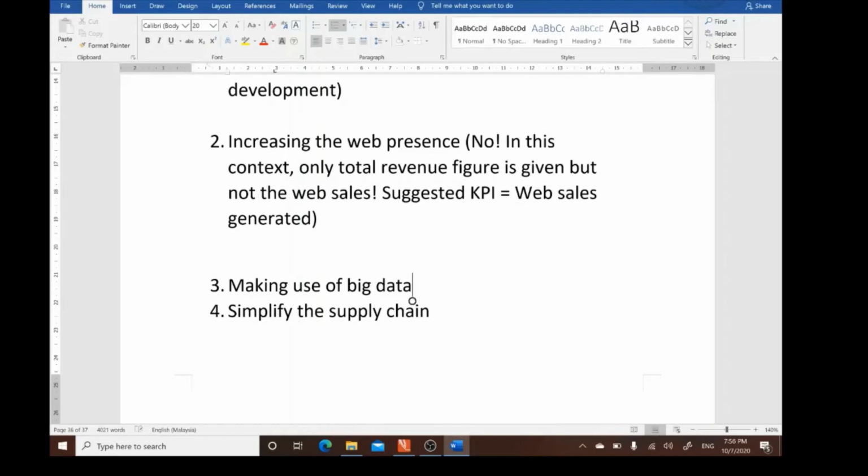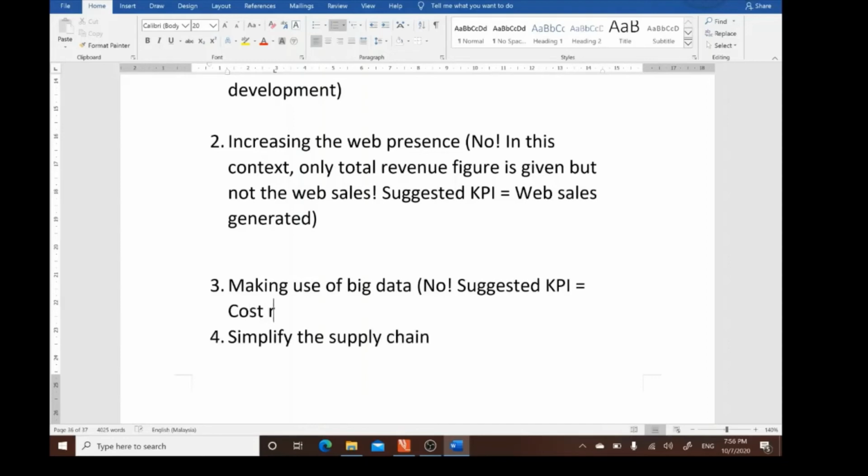Class, then moving on, let's see, making use of the big data. Again, unfortunately, there are no measures to be shown right here, which is again a no. So let's come out with the suggested KPI again. So for this suggested KPI, making sure that, class, we get to see these together. Now we say, for instance, the cost relating to the investment or the application of the big data.